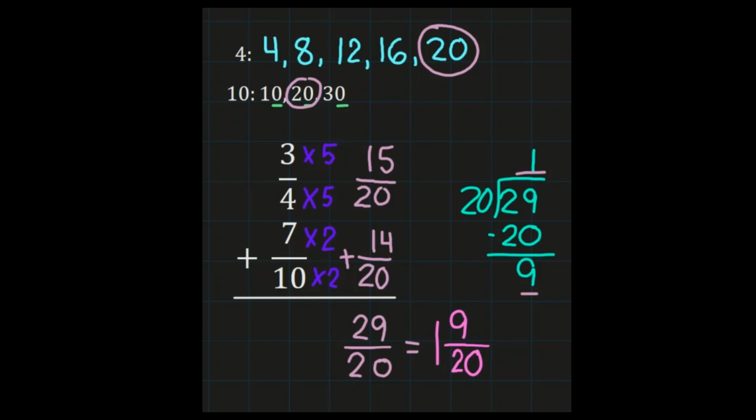The other way that you can think about this problem is once you have your multiples of 10, so we had 10, 20, and 30. Can I multiply 4 by anything and get 10? And the answer to that is no. Can I multiply 4 by anything and get 20? And the answer to that is yes. 4 times 5 is 20. So that would be another way to look at coming up with this common denominator in this example.